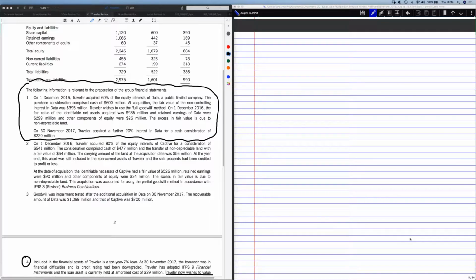There is no gain or loss. We never recognise a gain or loss when there is either a step up or a step down. We only recognise a gain or loss if we gain control or if we lose control. Does that make sense? The acquisition of the further 20% on the 30th of November 2017 literally represents a pure transfer of net assets and goodwill from the NCI to the group. This results in a movement in equity only. Right, you're seeing this, I think.